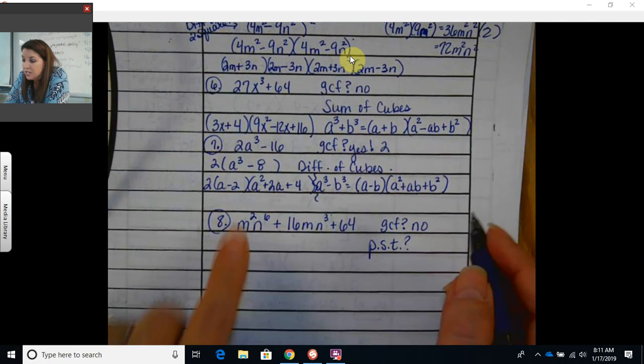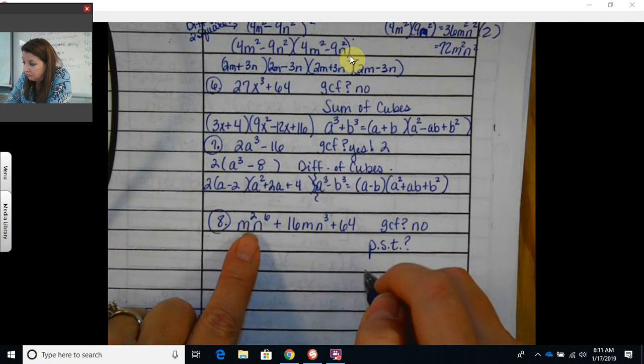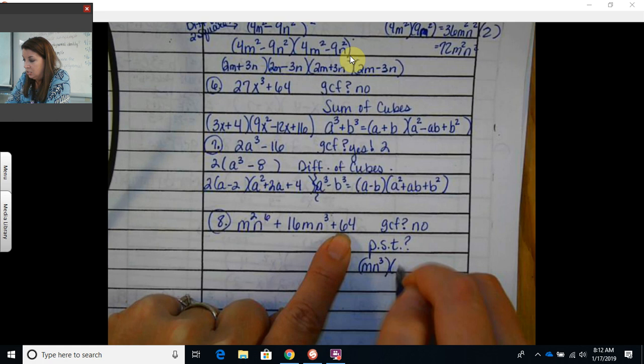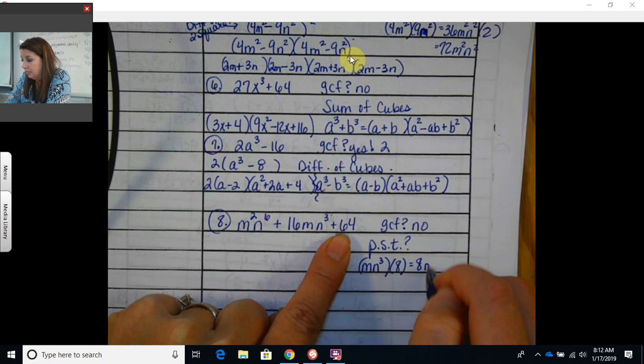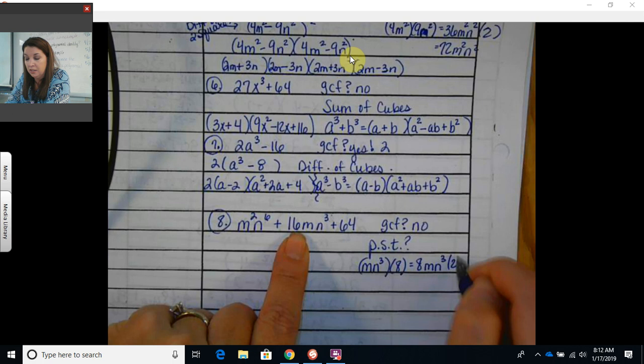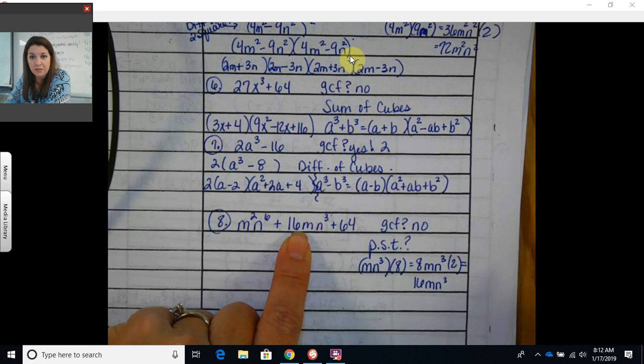So what's the square root of m squared n to the 6th? mn cubed. Very good. We're going to multiply that by the square root of the last term, which is 8. When you multiply those together, you get 8mn cubed. And then we have to double it to see if we get the middle term. So that is 16mn cubed. Is it a perfect square trinomial? Yes.